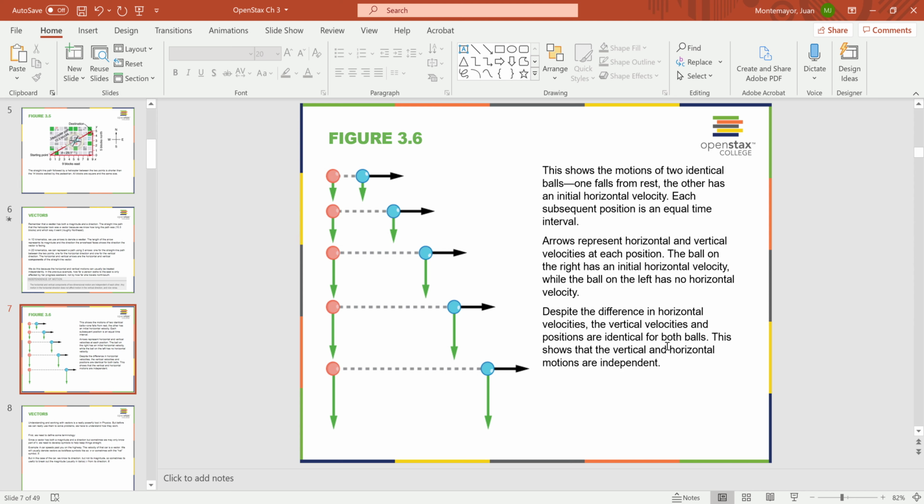The ball on the right has an initial horizontal velocity, while the ball on the left has no horizontal velocity. Despite the difference in horizontal velocities, the vertical velocities and positions are identical for both balls. This shows that the vertical and horizontal motions are independent. So no matter if you have an x or not, a horizontal component or not, your vertical component will be pretty much the same.